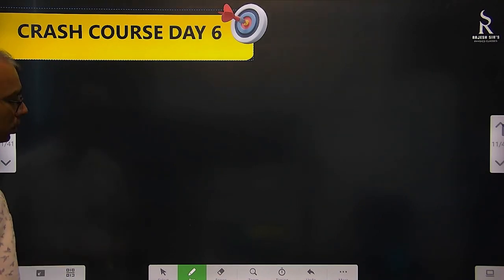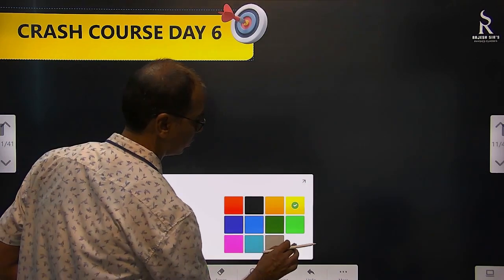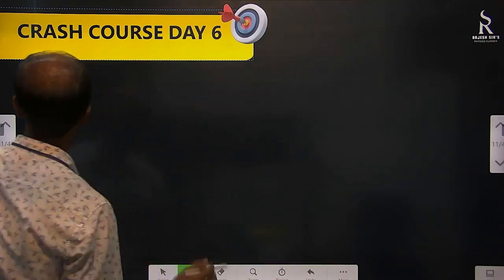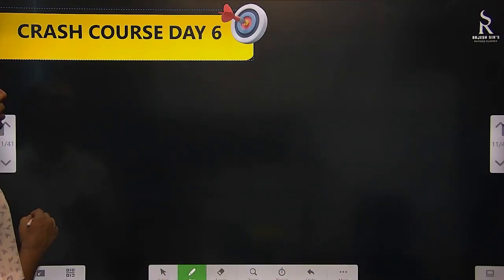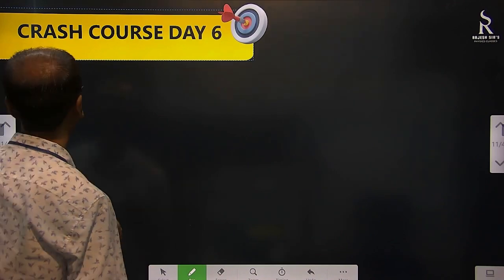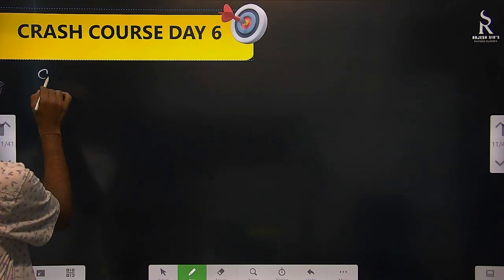Now what do we have next? Now I am taking one question in which I will apply collision. Collision is here.